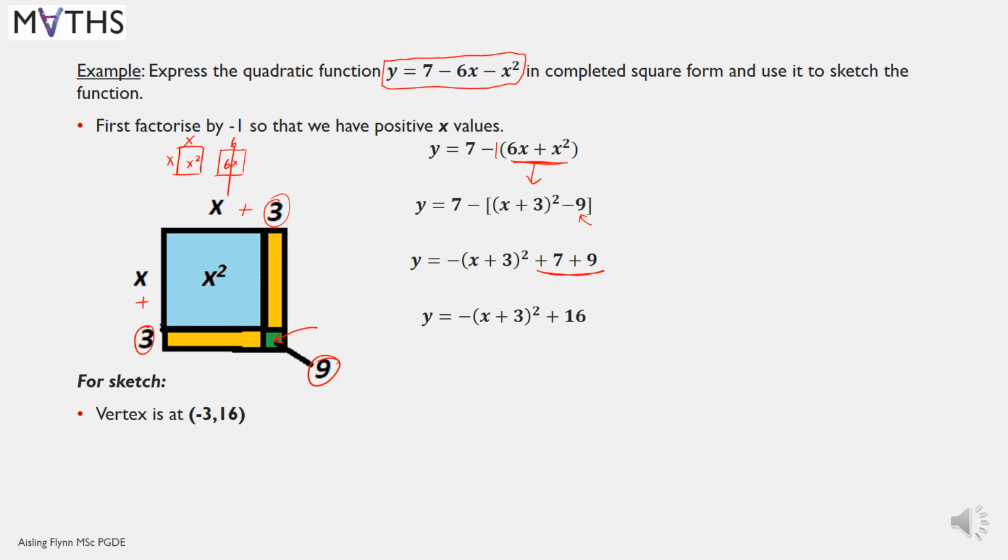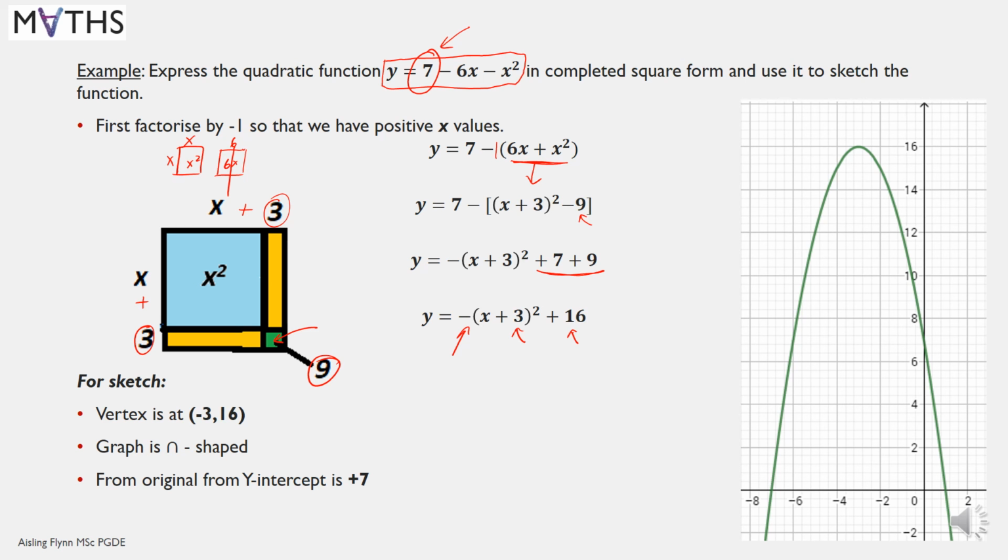Okay, so for the sketch, what can we say? Well, the vertex is at minus 3, 16. So minus whatever's in the bracket and whatever you have as the constant there. The graph will be hill-shaped because we have a negative a. Okay, a negative number in front. From the original expanded form, we have the y-intercept as the constant part here is plus 7.